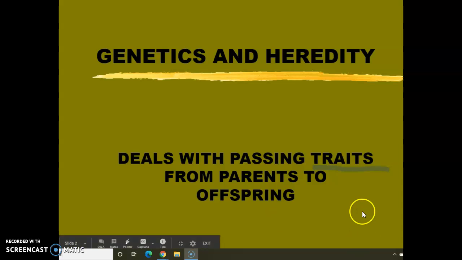All right, so number one, genetics and heredity. It deals with the passing of traits from parents to offspring, and not just eye color and hair color and how tall you are, but many things: susceptibility to diseases, sometimes personality traits, things you're good at. There's all sorts of things that get passed down from your parents.